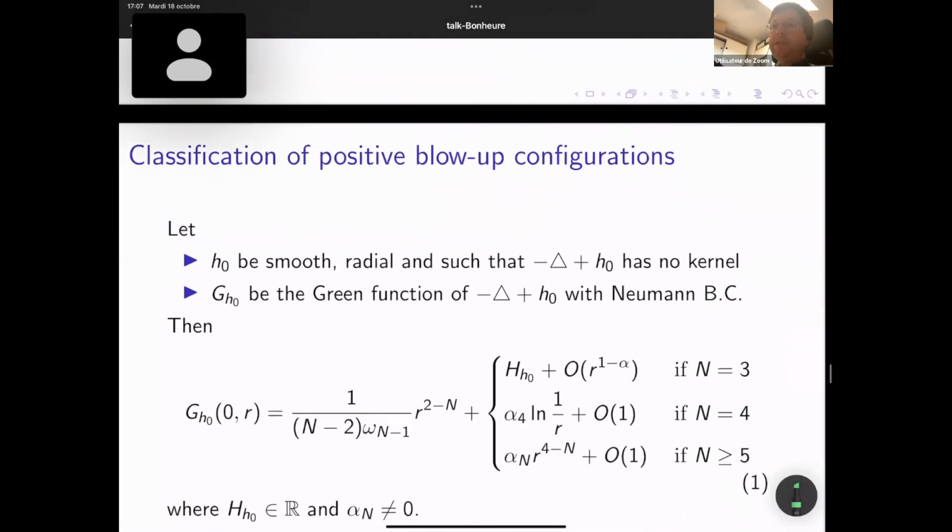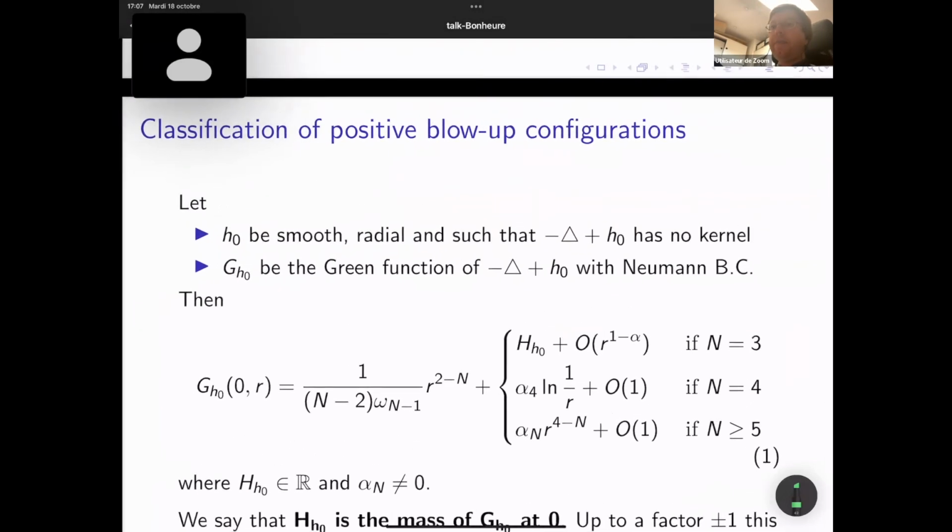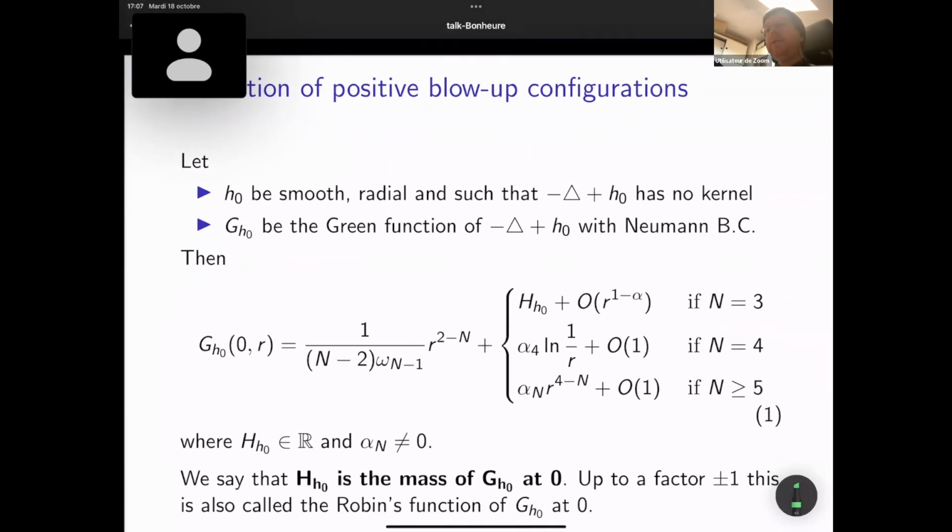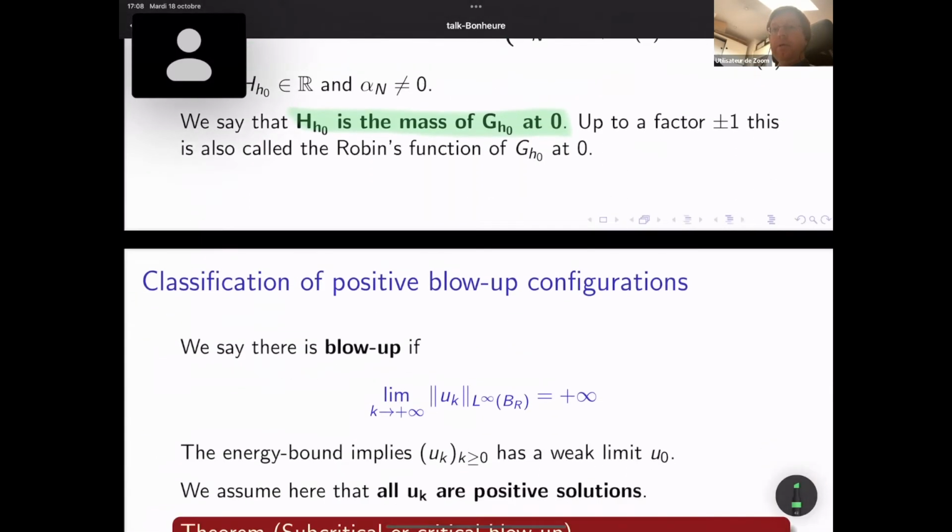Okay, just to mention that when you want to classify blow up configurations, at least in every dimension, but it's even more important in dimension 3, it's very important to have an expansion of your Green function. And that's what we have here. So this is the radial Green function in our case. And this constant here in dimension 3 is what we call the mass. Okay, and this is going to appear in the next result I'm going to discuss.